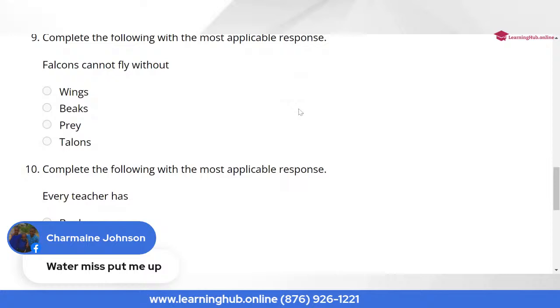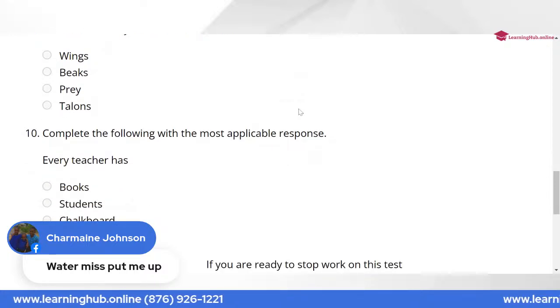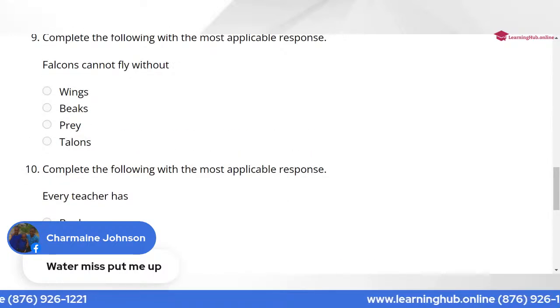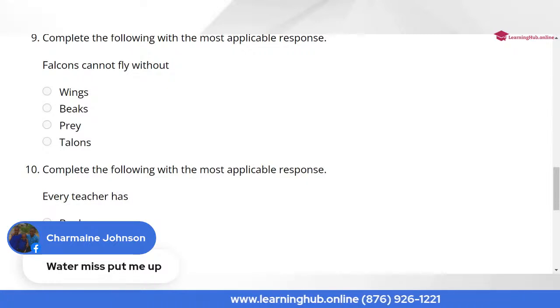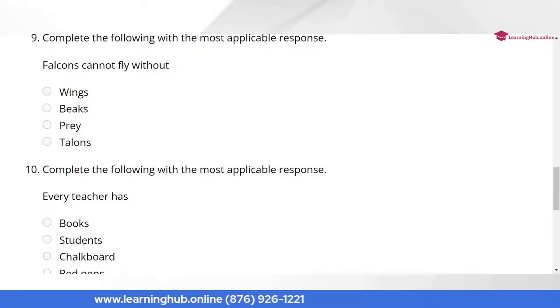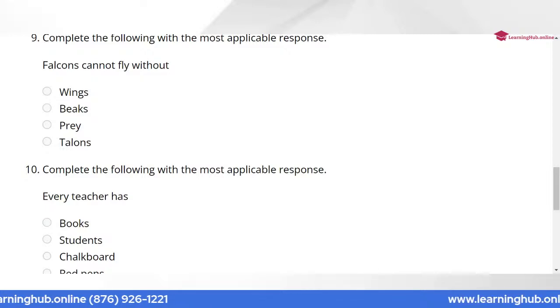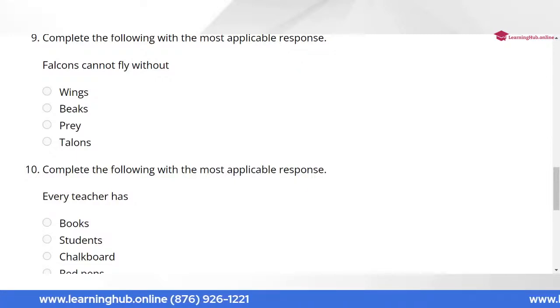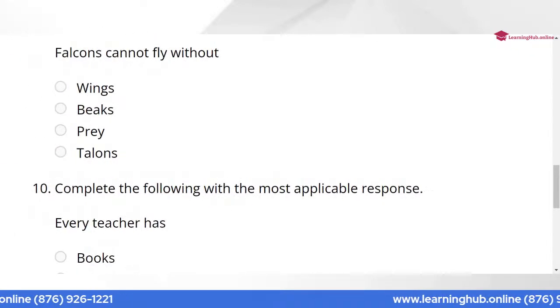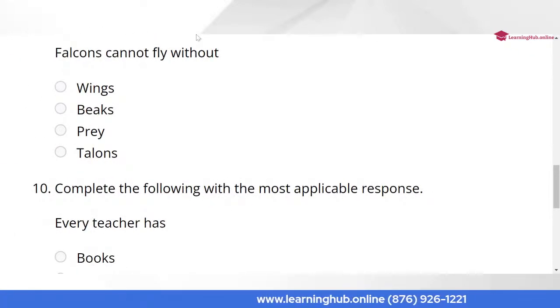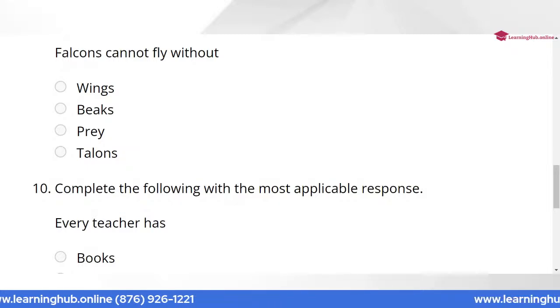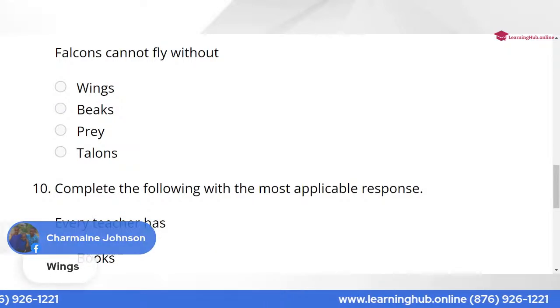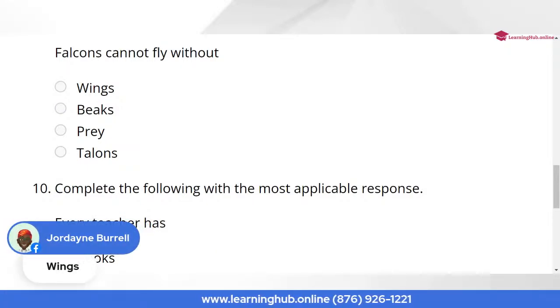All right. Falcons cannot fly without. And we have, for the answer choices, wings, beaks, prey, talons. What is it that a falcon needs to fly? Wings, beaks, prey, talons. What's the answer, guys? Yep, everybody got this one. Wings, wings, wings. Good job, guys. Good job.